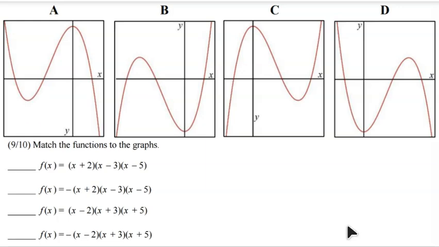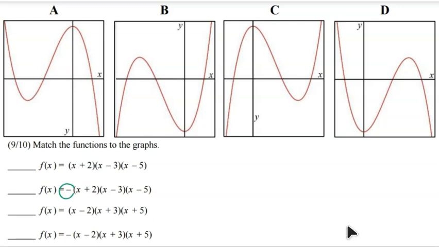All right, so questions 9 and 10 for test review 3, they give us 4 graphs, A, B, C, and D, and they give us 4 functions. And it says match the functions to the graphs, okay? And the first thing I want to point out is that 2 of the functions do not have a negative on the front, and 2 of the functions do have a negative on the front, okay?